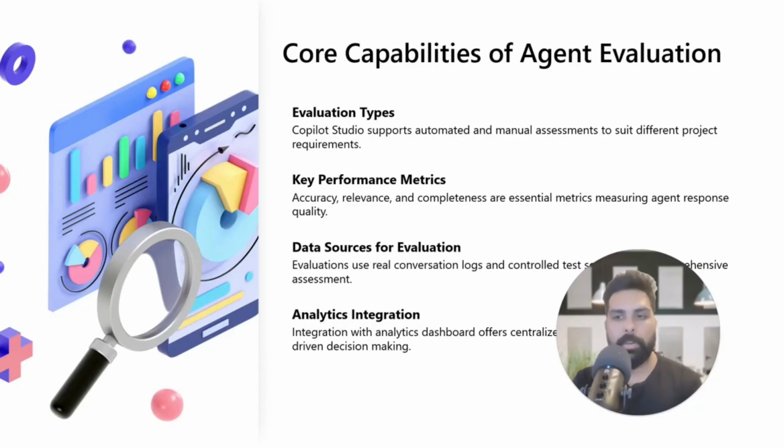I'm not sure how many of you have observed that. These include different evaluation types such as automated and manual assessment, allowing flexibility based on the project needs. Automated evaluations use predefined criteria and algorithms to quickly assess the performance, while the manual evaluation involves a human reviewer for nuance and judgment.